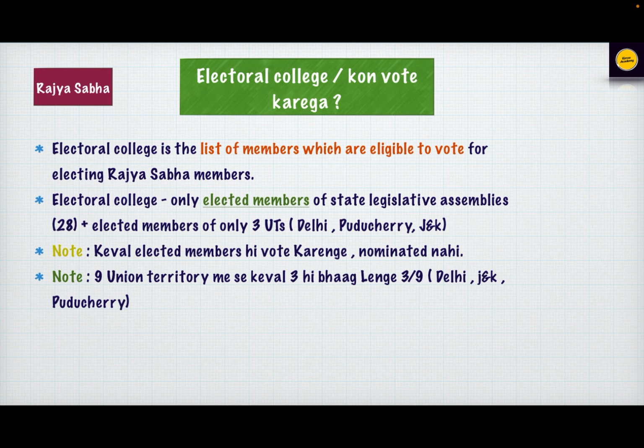Again, the electoral college, कौन vote करेगा, for the Raj Sabha members is the elected members of state legislative assemblies, which is 28, plus elected members of only 3 UTs: Delhi, Puducherry and J&K. The point to be noted is केवल elected members ही वोट करेंगे, nominated नहीं. Nominated members shall not vote. Note, of the 9 union territories, only 3 will participate, which are Delhi, J&K and Puducherry.